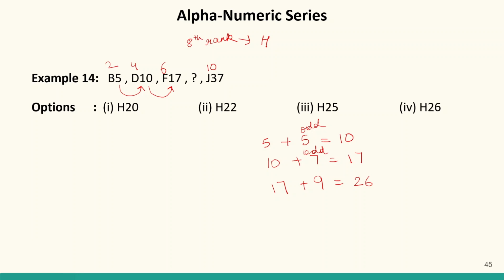We'll get 26. Now we have to check if 26 follows the same logic with 17 and 37. We have to check both ways, right? So the next odd number will be 11. If we add it to 26, what will be the answer? 37. So is the logic true? Yes, it is. So the missing element is 26. This will be the missing element, H26, which is the fourth option.